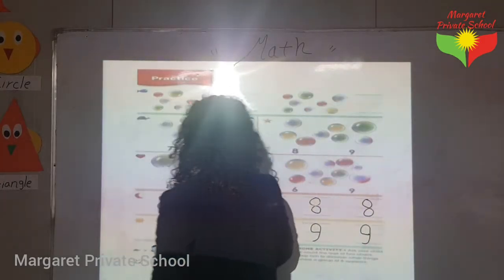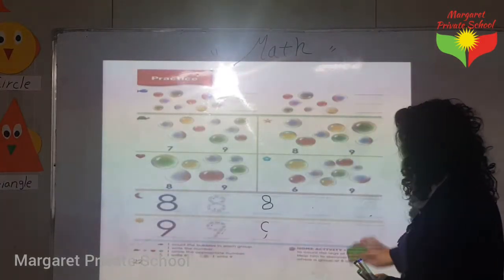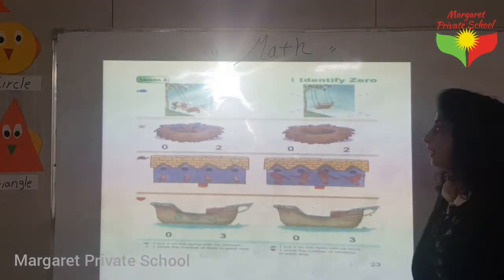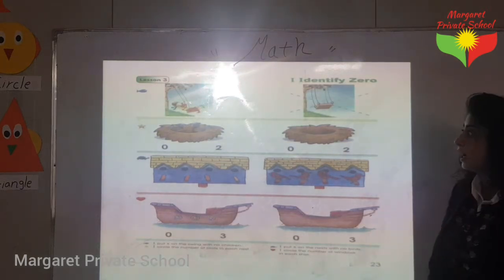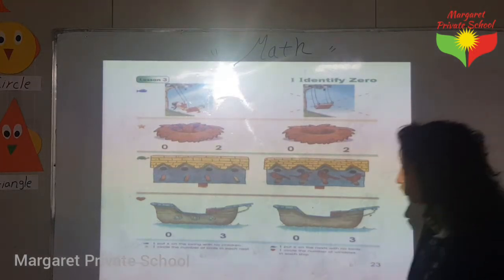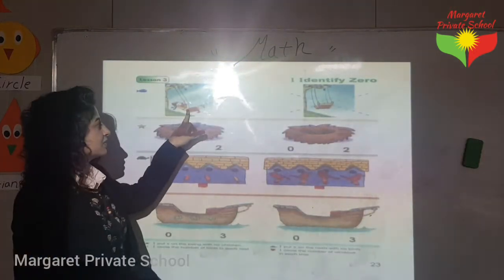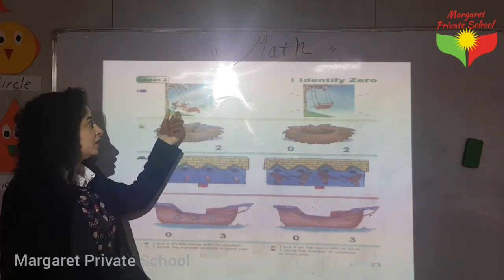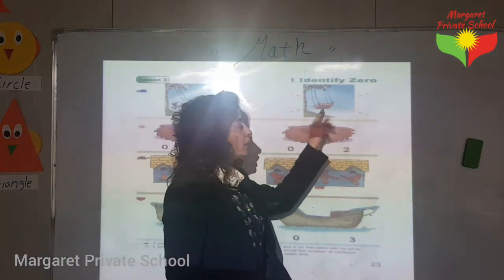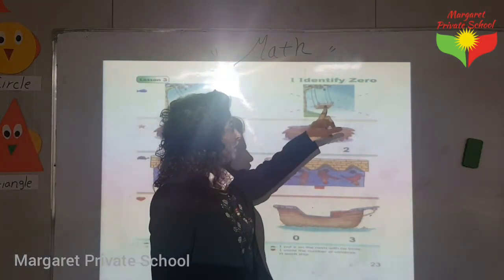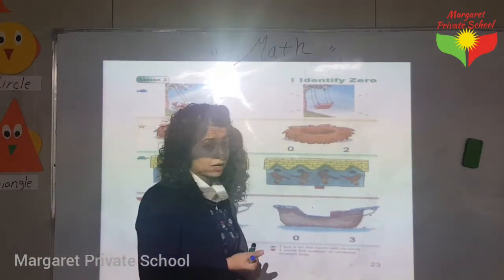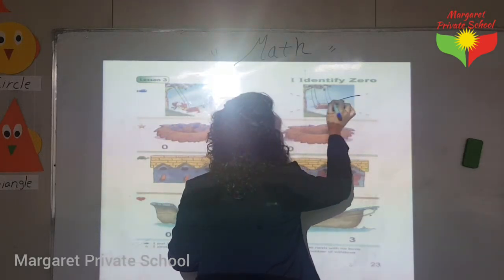Go to the next page. After 22, we have 23. Here we have an exercise. From here, how many girls are there? 1, right? But from here, how many girls are there? No one. So you must write a false.